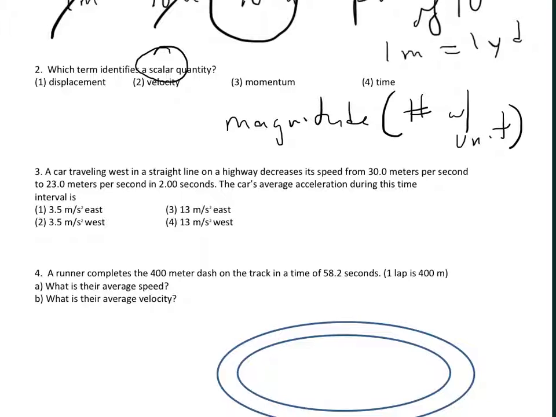It has no direction. And if you look at these values, the only one that does not have a direction would be time. You don't measure time in east, west, north, or south.